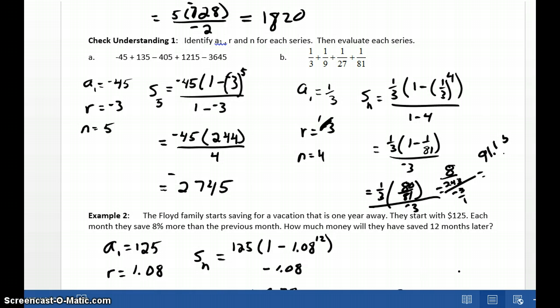Now, I worked out the check understanding for you, but look through my work there. Make sure you follow that clearly and carefully. See if there's any questions or issues with any of the work that I've shown, and then we'll work on example 2.